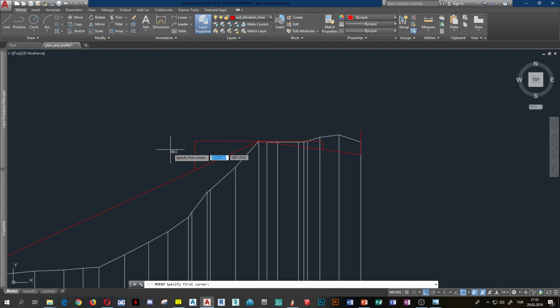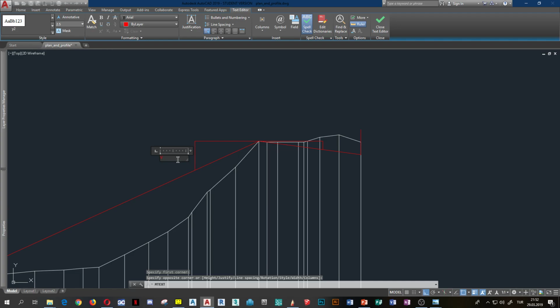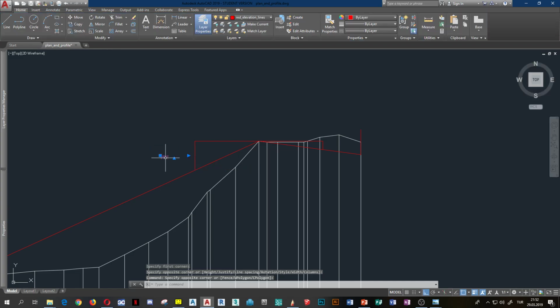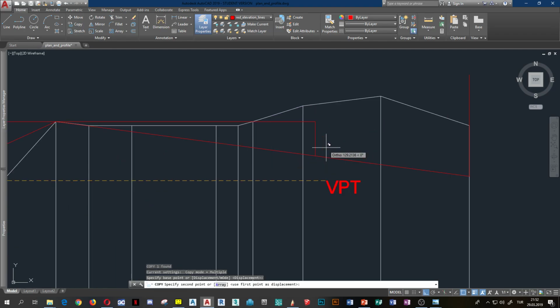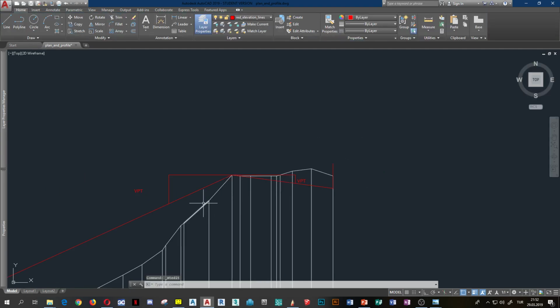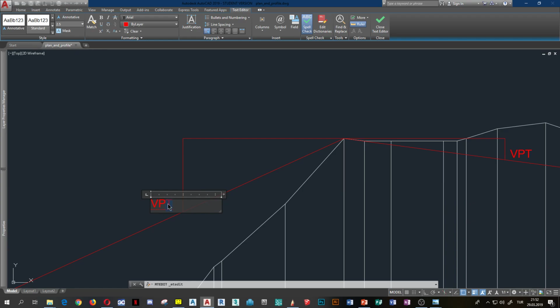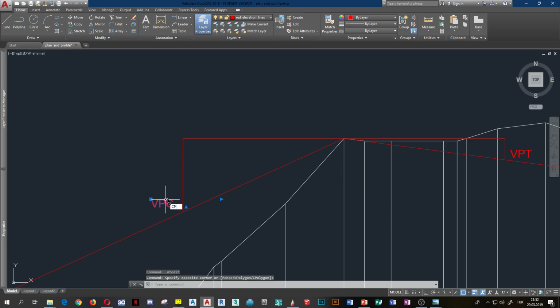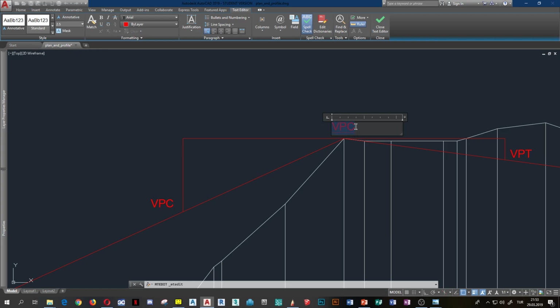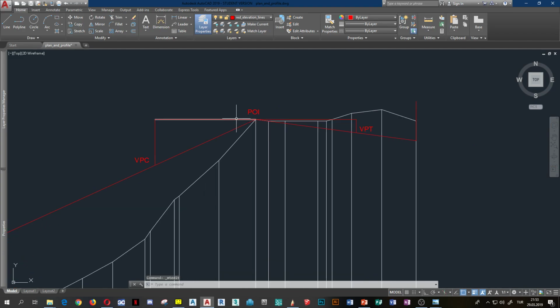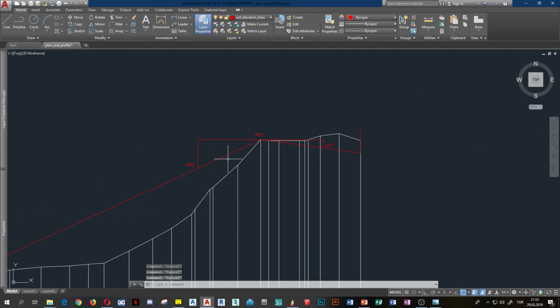Okay, and multi-line text VPT. Yes, copy F8, VPT, of course. Move it. Yes. VPC and copy POI. Yes.